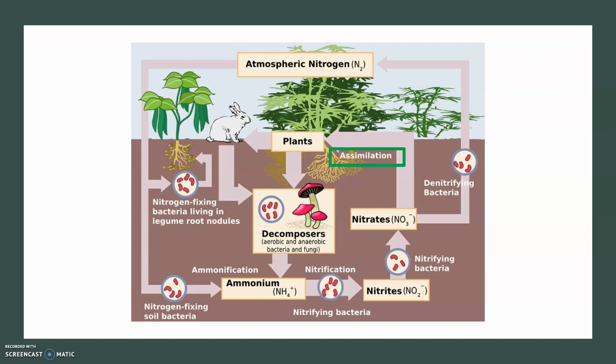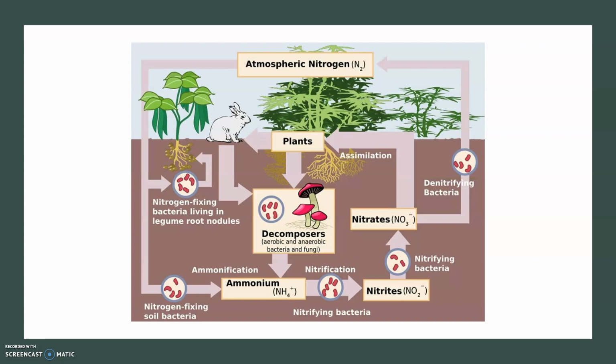Nitrates are taken up by plants and incorporated into organic molecules during the process of assimilation. Consumers must ingest plant matter or other organisms to obtain the nitrogen necessary for their survival. Denitrifying bacteria convert nitrate into atmospheric nitrogen during the process of denitrification.